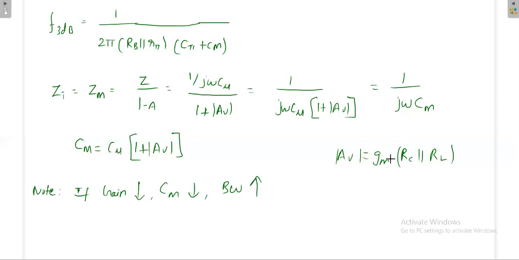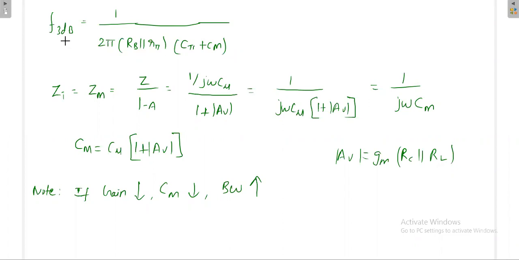|AV| = gm (RC parallel RL). Now, if the gain AV decreases, then the Miller capacitance will decrease. But if the Miller capacitance decreases, what will happen?